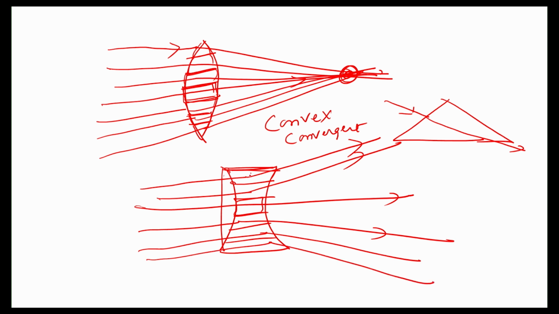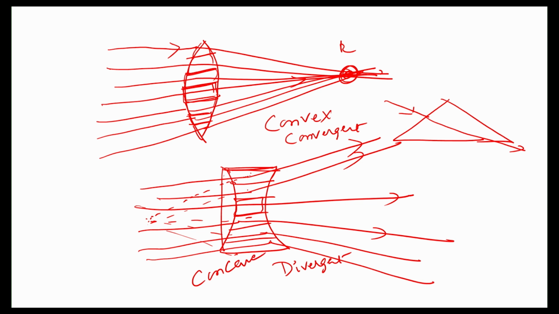When you extend these lines here, correct? So here the light rays are diverged. Whereas in the convex lens, the light rays are converged, which means it forms an image. Here it does not form a real image, it is a virtual image, which means we can't catch this image on a screen. So this is called a divergent lens. It is a concave lens.